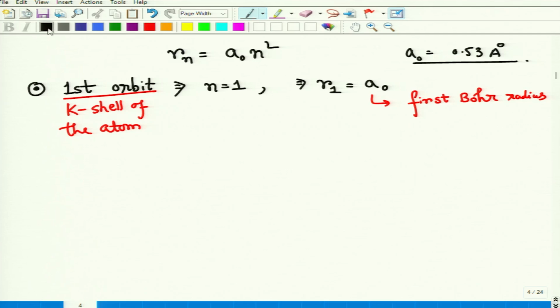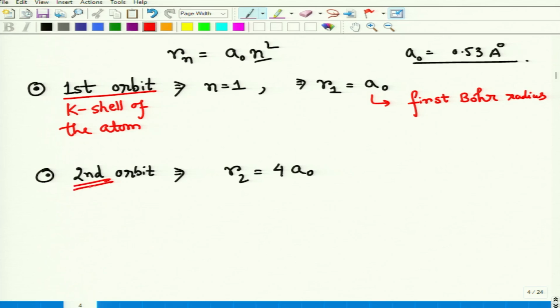Now for the second orbit, R2 should be 4 a naught. It's easy. We have just put n equals to 2. So it's also called L shell. Okay, and now it goes on. For R3, it should be 9 a naught, then 16 a naught, and so on. It goes up to infinity.